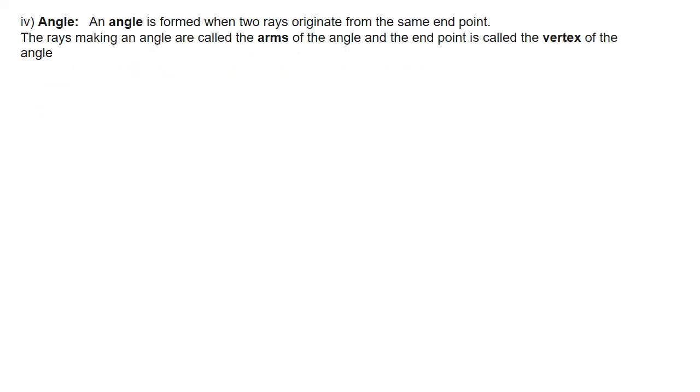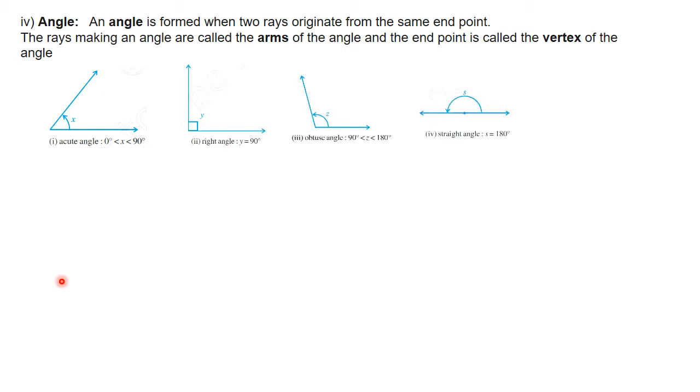An angle. An angle is formed when two rays originate from the same point. The point is known as the vertex and the two rays are known as the arms of the angle. So here we can see the basic angles that we have already learned in the previous standard.